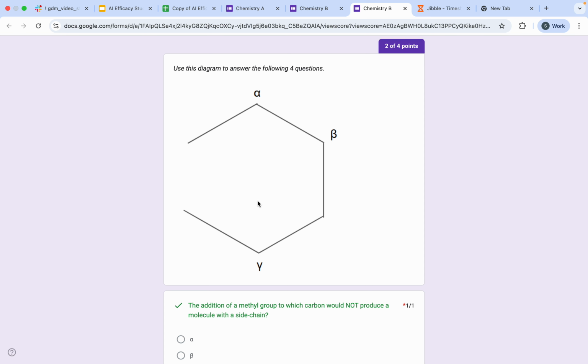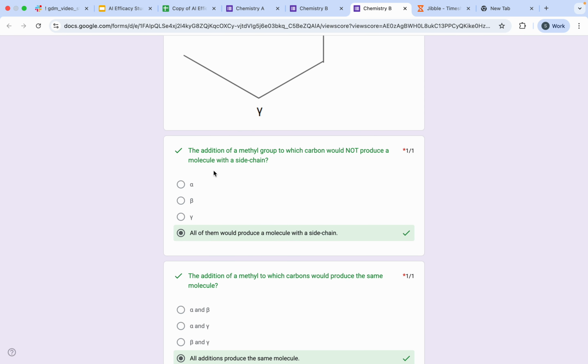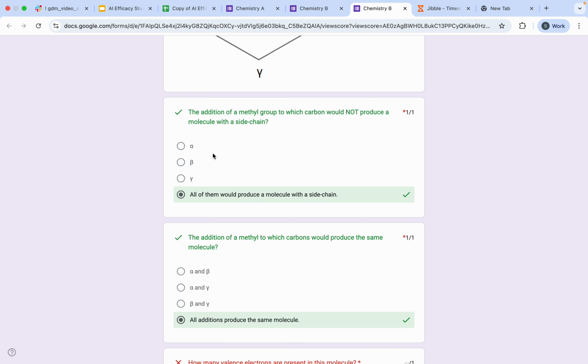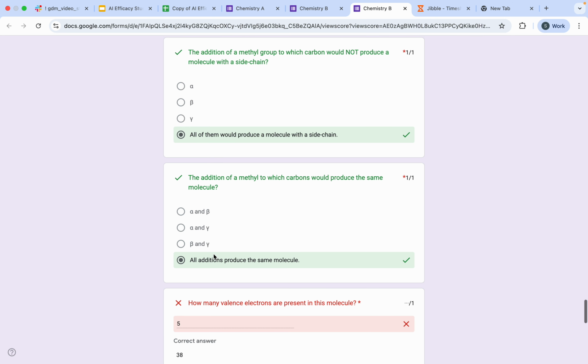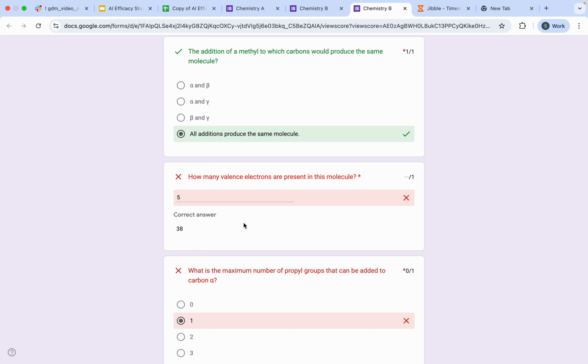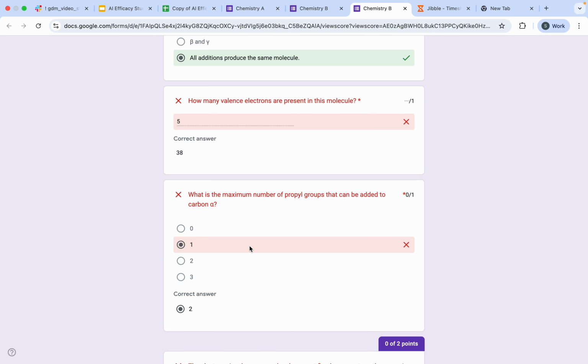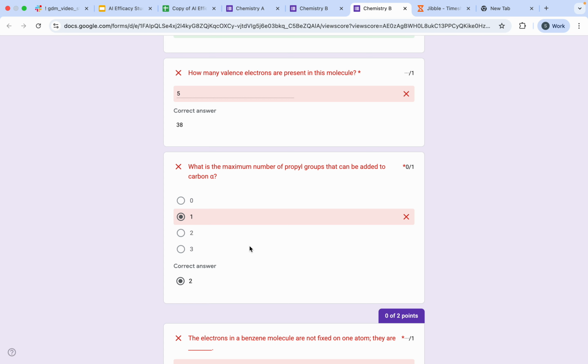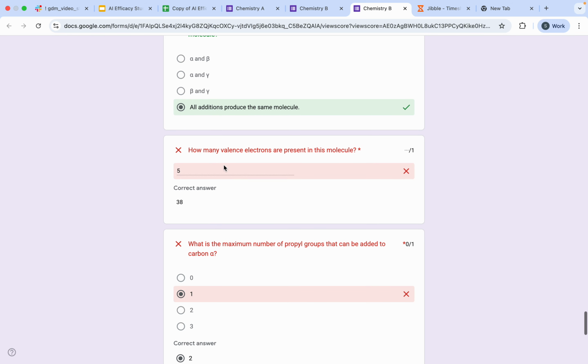Use this diagram to answer the following four questions. So for this question it is correct. The addition of a methyl group to which carbon would produce a molecule with a side chain? Okay, all of them. The addition of methyl to which carbon would produce the same molecule? Again, here it is correct. Next we have another question. How many valence electrons are present in this molecule? So this is 38. How to find a valence electron?